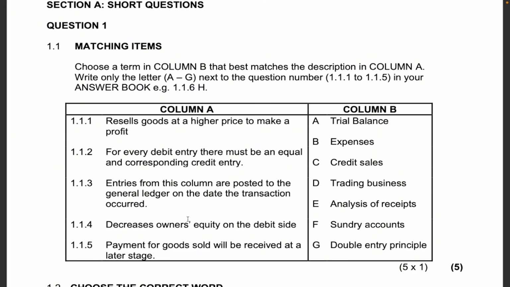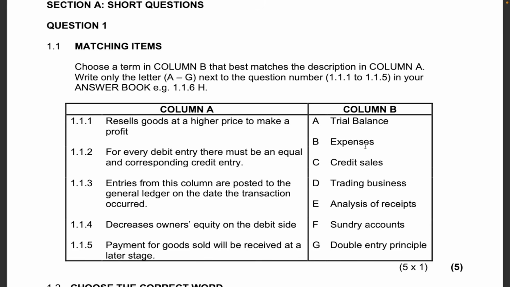Those ones would decrease owner's equity, because every expense reduces how much profit they make, it reduces how much they have as a stake in the business, and that's why it's put on the debit side. Remember, owner's equity increases on the credit side and decreases on the debit side, and that is why they're saying this one decreases owner's equity on the debit side. So I'm going to look for expenses or drawings in column B, and we are given expenses here and not drawings, so the answer is expenses, or B. So 1.1.4 is B.